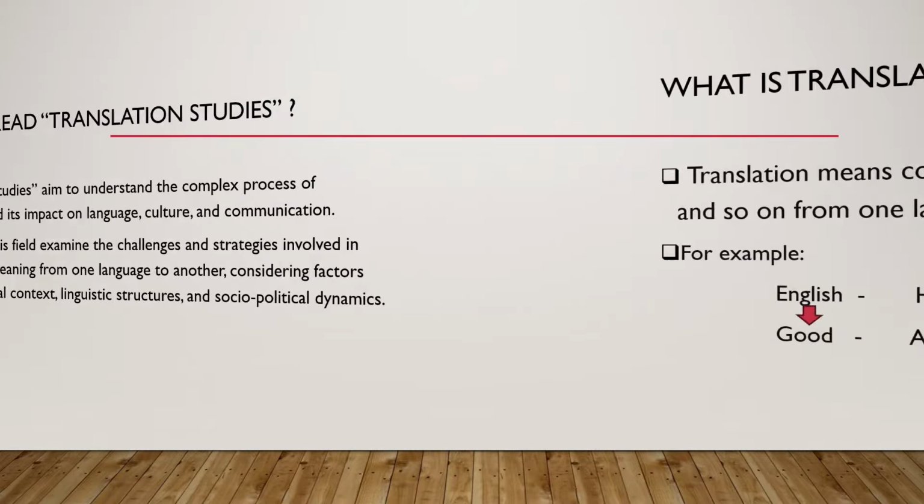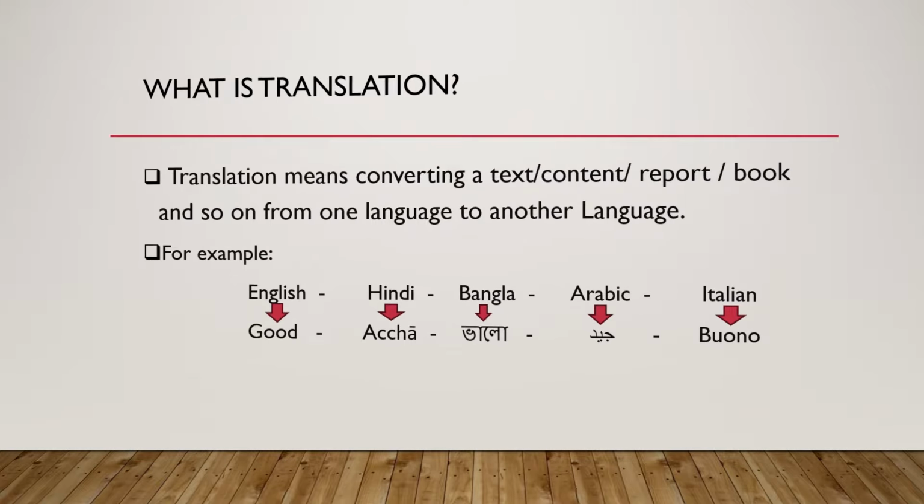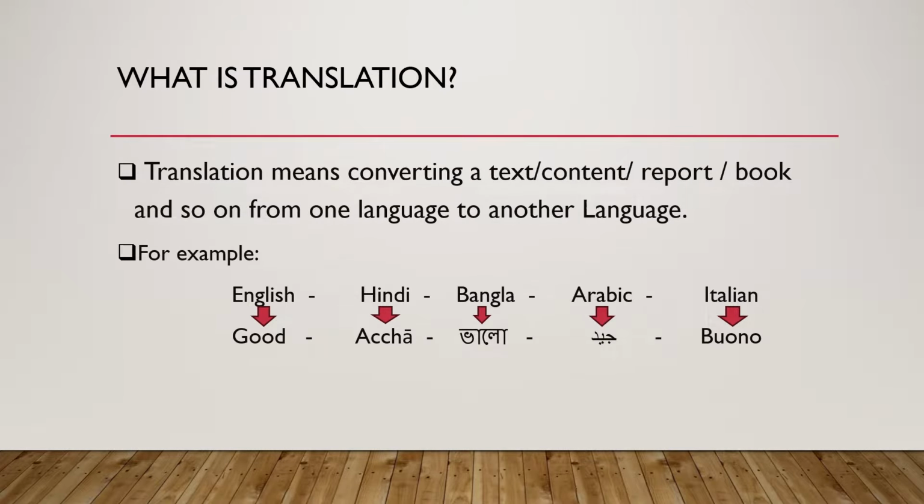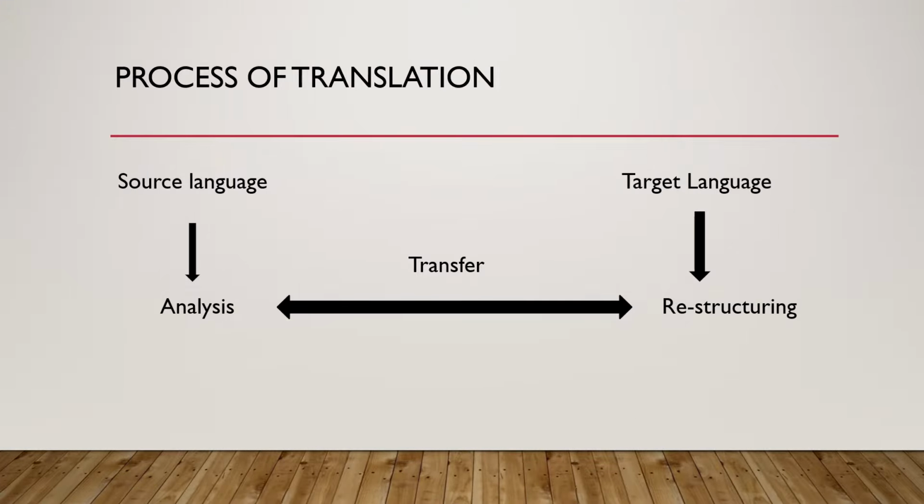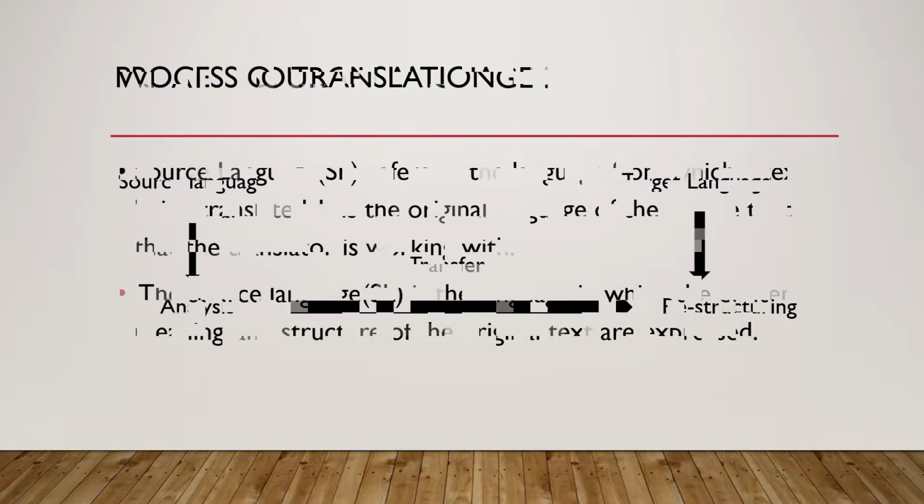Translation means converting a text, content, report, book and so on from one language to another language. For example, good is an English word. When we translate it into Hindi, it becomes acha. In Bengali, it is valo. There is a process of translation of any book or content. At first, we analyze the source language, then convert it into the target language by restructuring, as the structure of any language is different from one language to another.